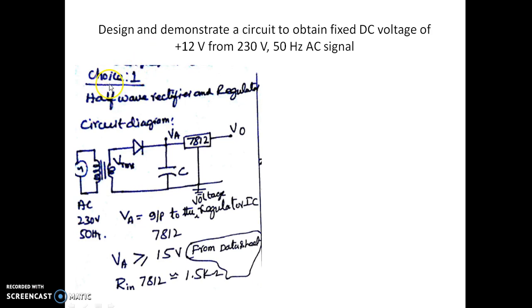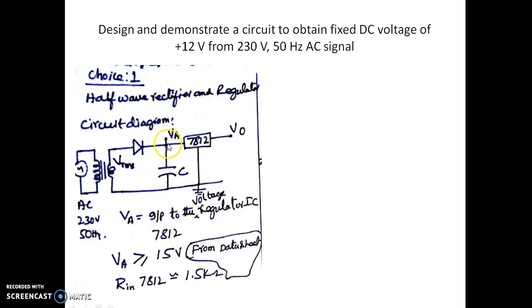So, we have the first choice to implement this particular design. Choice one is a half-wave rectifier and a regulator. This is the circuit diagram. We have a transformer followed by a diode which is acting like a half-wave rectifier. There is a capacitor used to filter out the AC component. There is a regulator 7812 which is expected to give a 12 volt DC voltage.